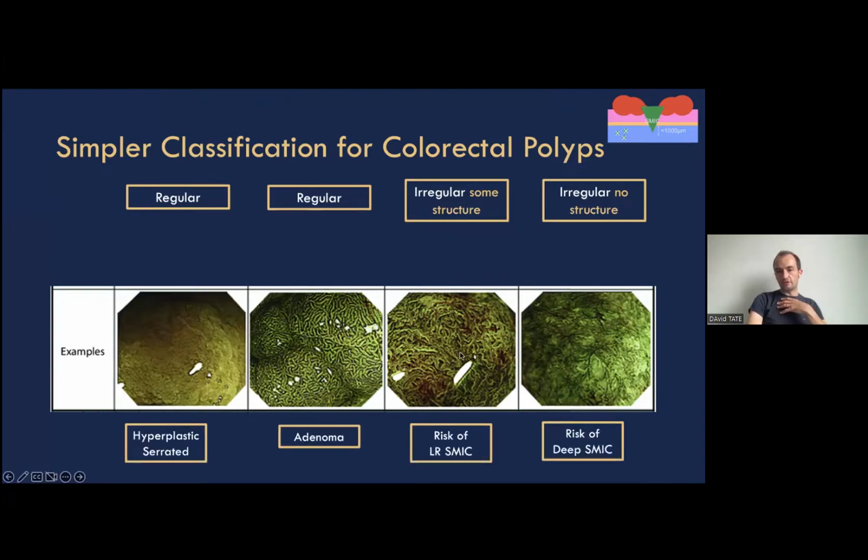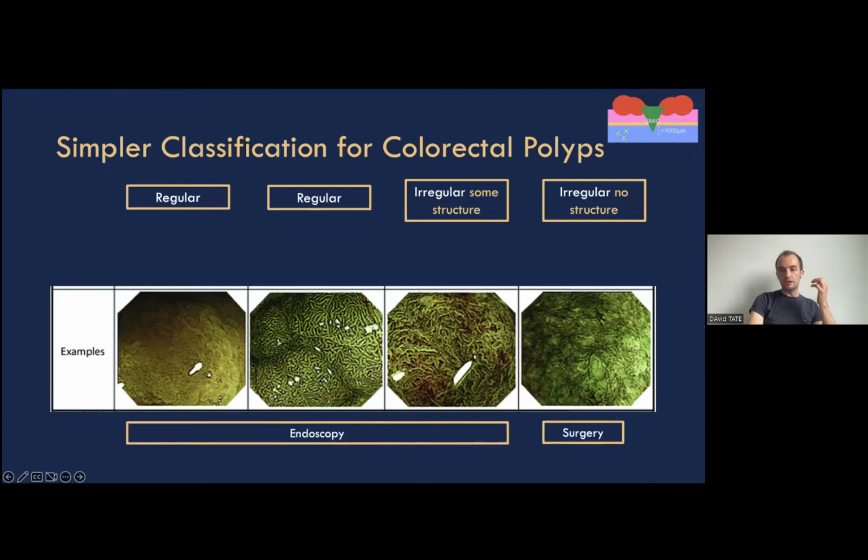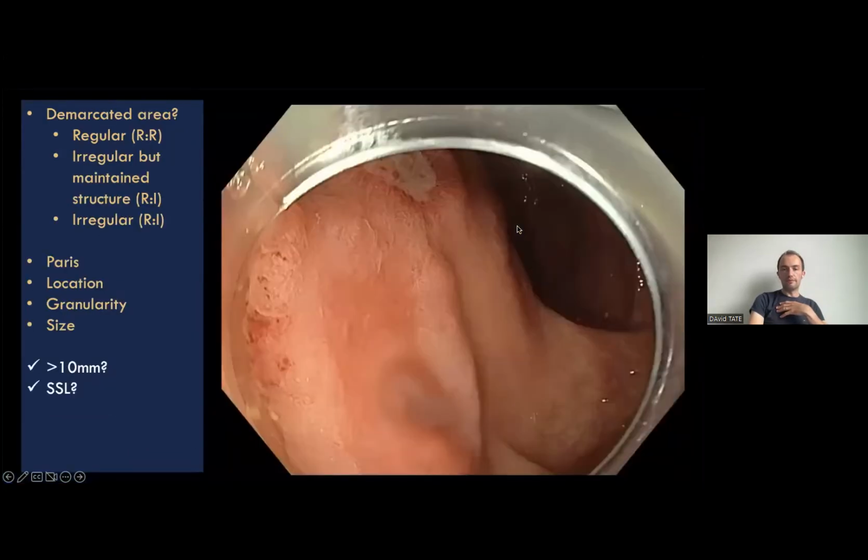And of course, what does this correspond to? The hyperplastic or serrated type polyp; the adenoma with a regular area; the irregularly regular area, you could say, at risk of invasion, maybe high-grade dysplasia; and the completely irregular, deeply submucosally invasive. And very nicely, this separates into those polyps which can be treated with endoscopy on the left, and those with surgery on the right.